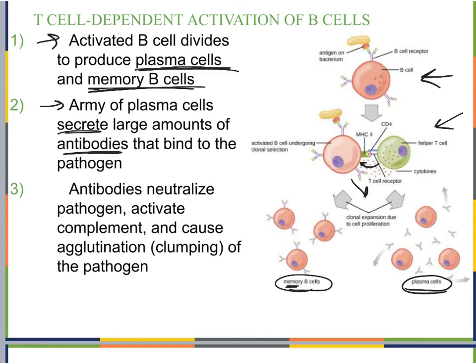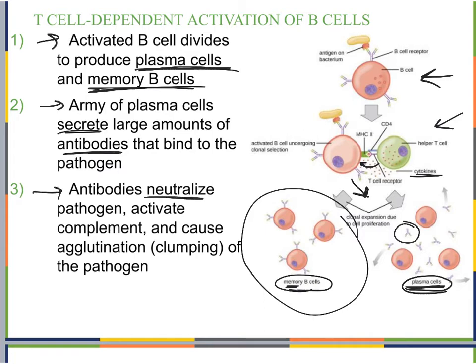So our B cell that's been activated by the T cell, by the cytokines of the T cell, is going to produce memory cells to help us remember later. And they're going to make a bunch of plasma cells. Those plasma cells then are making these antibodies. Remember that antibodies neutralize the pathogen, they activate the complement cascade, and they cause agglutination, so a clumping up of the pathogen. And remember, part of this neutralization is opsonization as well. So it makes it easier for phagocytic cells to grab on to that pathogen.